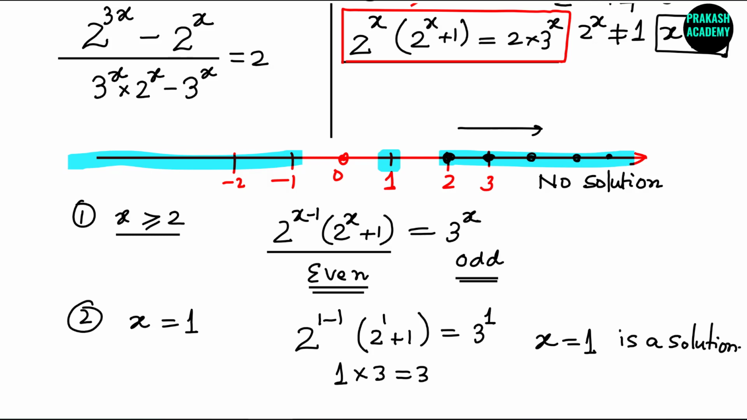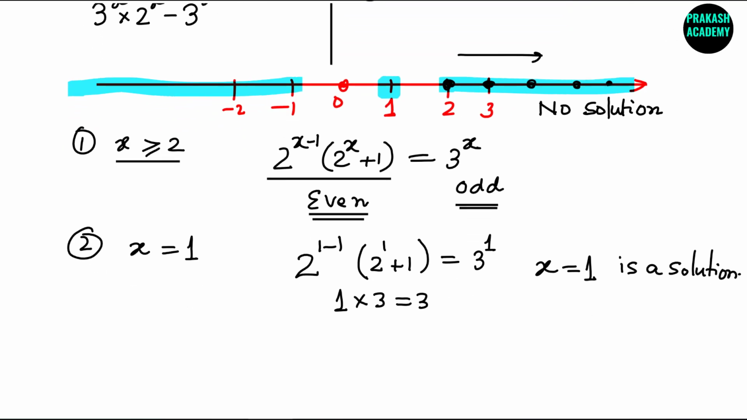Now let us consider negative. When x is negative, x less than or equal to 0 cannot be, because we already said that x is not 0. So x is less than 0. In that case, let us consider x equal to minus n, where n is a positive number that is greater than or equal to 1.